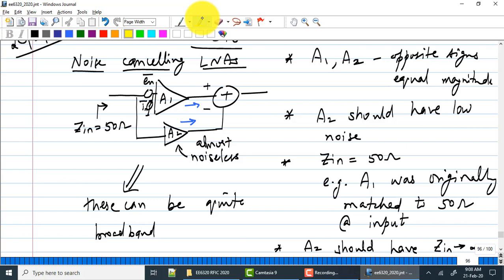Right? What am I hoping to achieve? I am hoping to achieve a broadband low noise amplifier which still preserves the input match over a very wide band of operation, preserves low noise over a very wide bandwidth of operation. Okay?